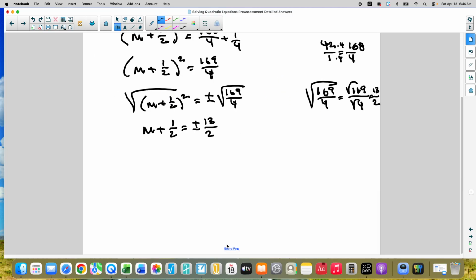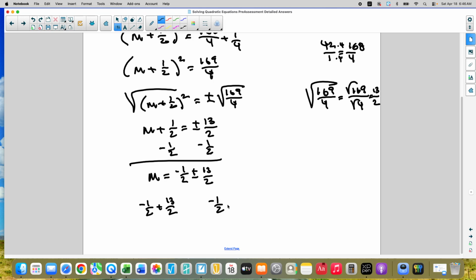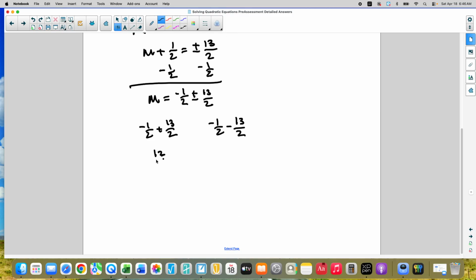Using decimals is going to tell me that you don't understand. Showing your work and doing the work correctly shows me that you comprehend the material, that you understand it completely. -1/2 plus 13 halves, -1/2 minus 13 halves. That gives me 12 halves, which simplifies to 6. This gives me -14 halves, which simplifies to -7. And my solutions are -7, 6.